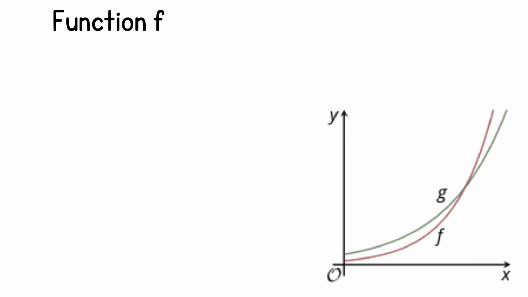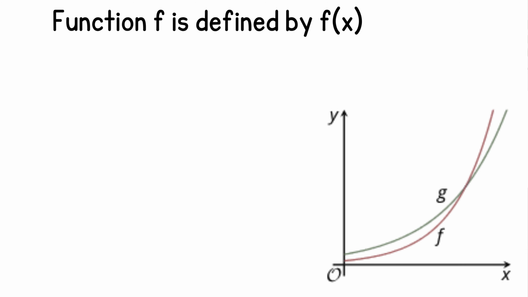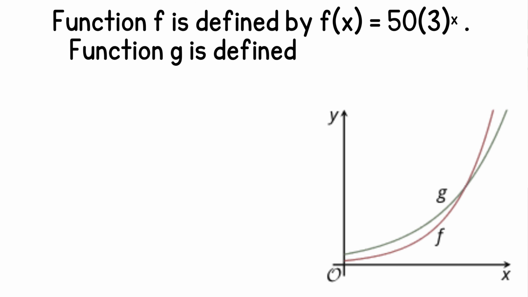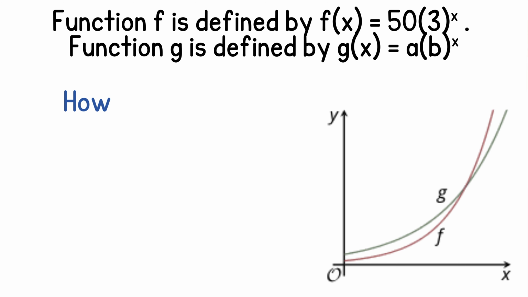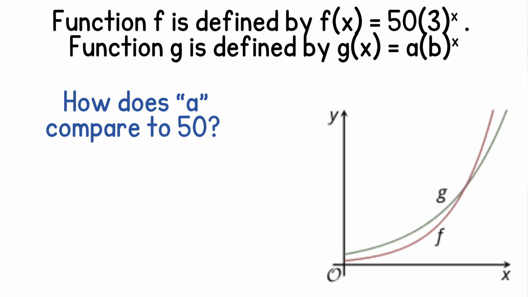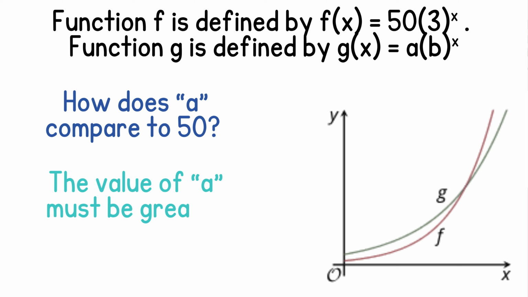In our last example, function f is defined by f of x equals 50 times 3 to the x power, and function g is defined by g of x equals a times b to the x power. How does a compare to 50? So in function f, 50 represents the initial value, and in function g, a will represent the initial value. So if we look at both of our y-intercepts, which represent the initial value, then the value of a must be greater than 50 since it's at a higher y-intercept.